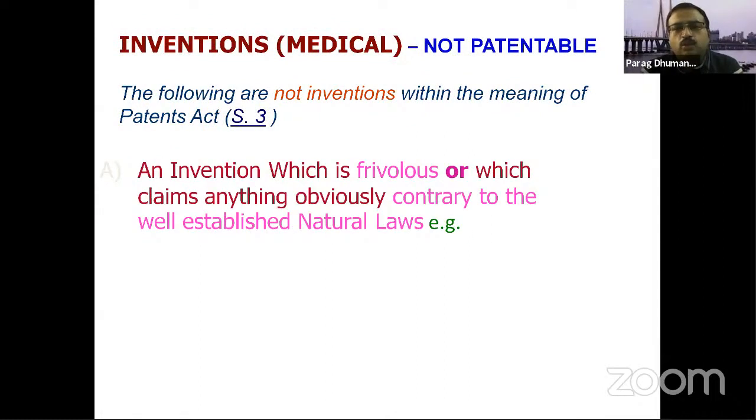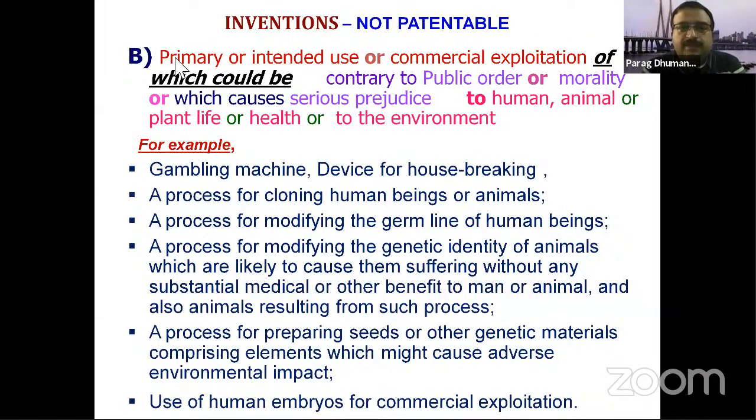We'll now come to the things which are not patentable. So please don't confuse the things which are patentable and which are not. These are the things which are not patentable. An invention which is contrary to the established law. So if I say that I have a machine which is anti-gravity, it is not patentable because we know that gravity is a natural law. Then something which will be used commercially to loot the public or cause serious harm, a gambling machine, a human cloning process, will not be patentable.